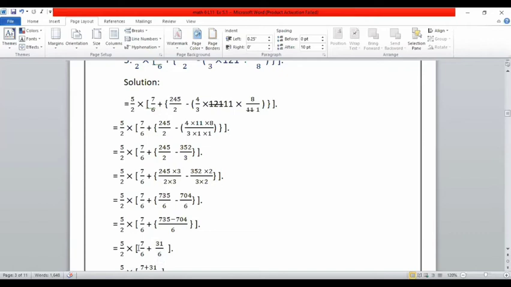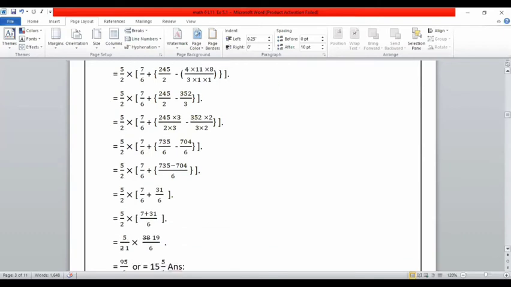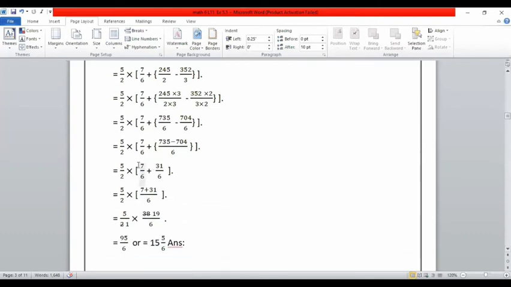By chance, we have the same values in the denominator. The LCM will be the same. We will write here 5 over 2, and in the large bracket there will be the same LCM. I will do the addition of 7 plus 31 and I will get 38 over 6. Now again here 5 and 6 cannot be cancelled, but 2 and 38 can be cancelled.